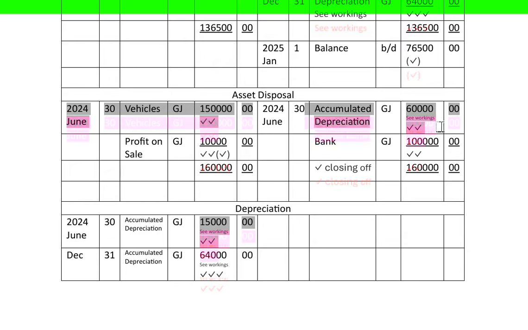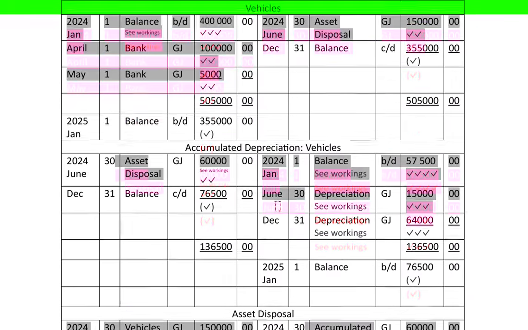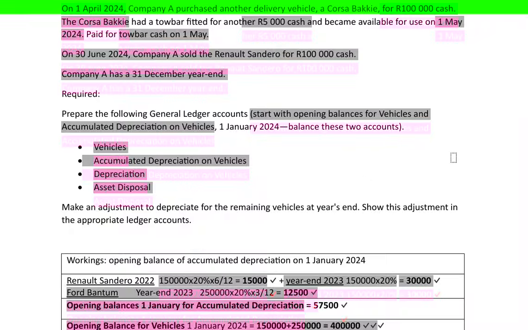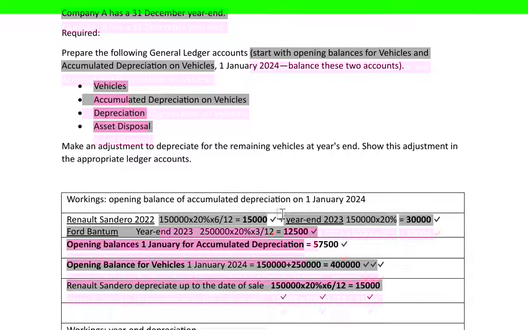Now what we got in this asset disposal account at the moment is actually the book value of the Renault Sandero, because cost price minus accumulated depreciation gives you book value. Now they say they sold this Renault Sandero for 100,000 Rand. There it is, 100,000 Rand. On the 30th of June 2024, sold for 100,000 Rand. We need to record that.